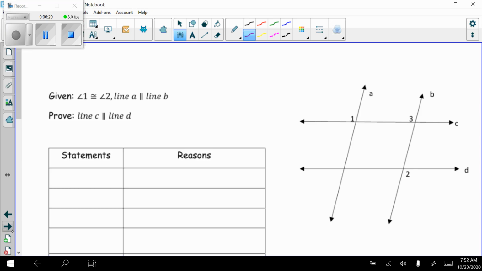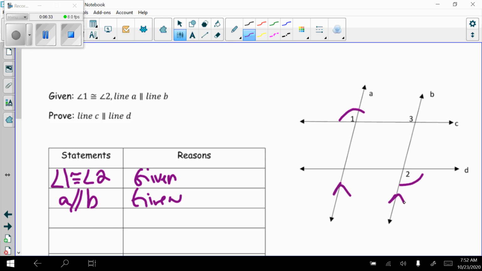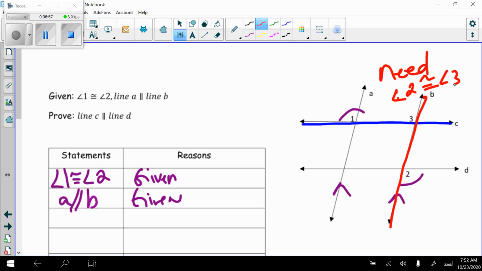So here, given angle 1 is congruent to angle 2, given. Line A parallel to line B, given. So A is parallel to B. With that, I know then that C is my transversal. They want me to prove that C is parallel to D. So if I'm going to prove C parallel to D, then I would need to use B as a transversal. And I need to get angle 2 congruent to angle 3 in order to do that.